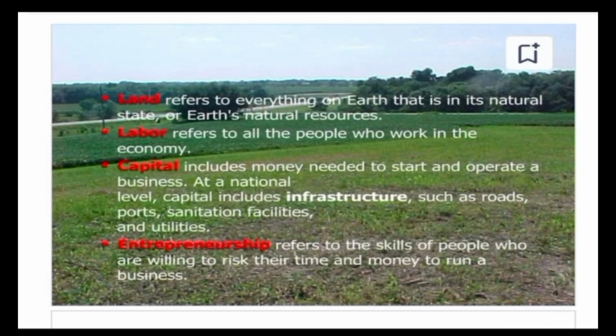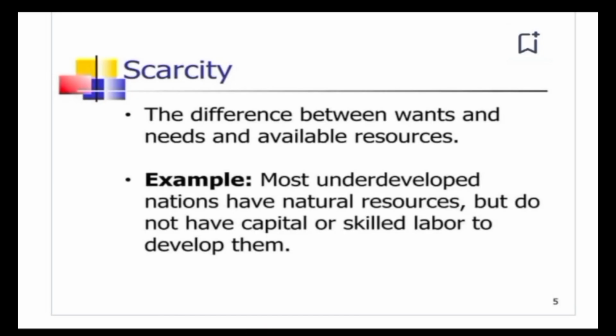Land refers to everything on earth in its natural state. Labor refers to all the people who work for the economy, and capital includes money needed to start and operate a business at a national level. Capital includes infrastructure such as roads, ports, sanitation facilities, and entrepreneurship refers to the skill of people who are willing to risk their time and money to run a business. Scarcity: the difference between wants and needs and available resources.